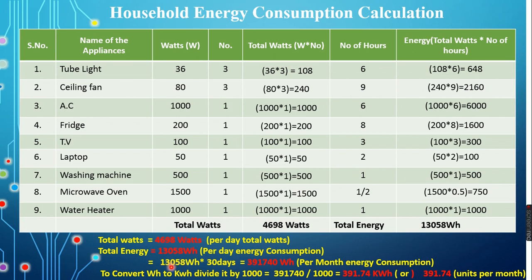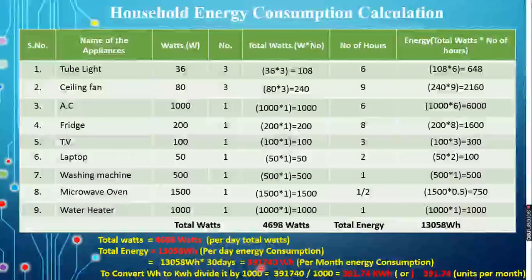For that we have to multiply the total energy by the number of days. 13,058 watt hours into the number of days, which is 30 days. So we are getting 391,740 watt hours per month energy consumption.